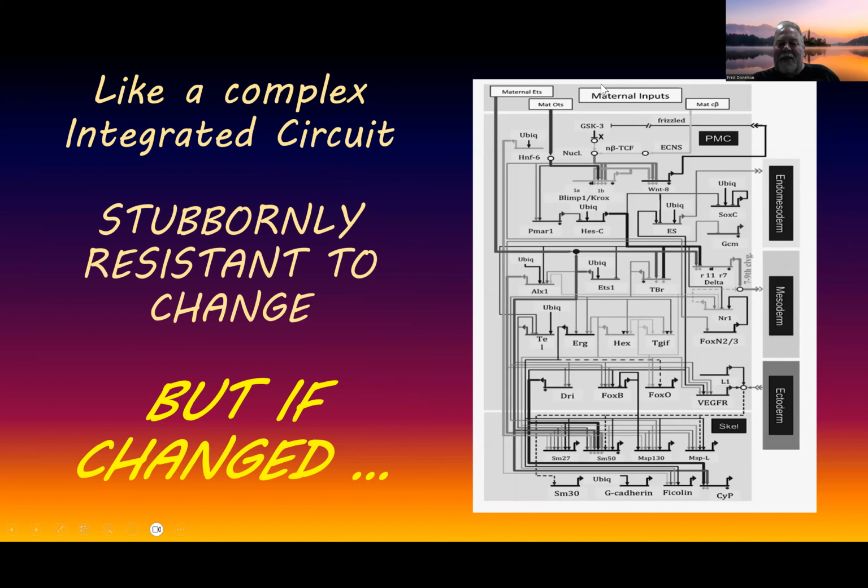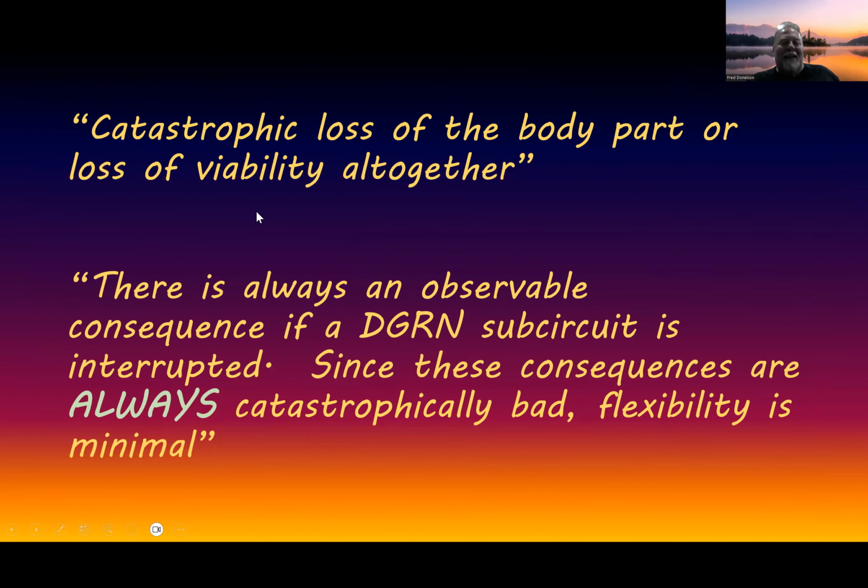they have actually mapped, and you can see there's different types of inputs and there's different types of outputs, and they go depending on if they get signaled for or they don't get signaled for, which is really much like an integrated circuit. Now, what Davidson found was that these are stubbornly resistant to change. I mean, they don't change because they're so complex, but you can change them. And if you do change them, what happened? Well, there was a catastrophic loss of the body part or a loss of the viability altogether. He went on to say that there's always an observable consequence if a DGRN subcircuit is interrupted. So if you interrupt that somehow by some type of change, these consequences are always catastrophically bad, which means that they're not very flexible at all.